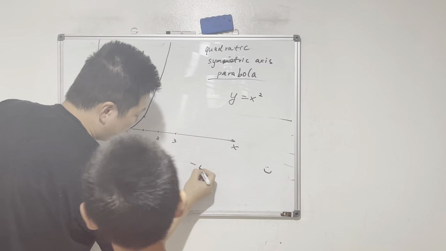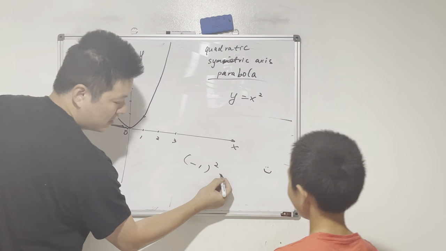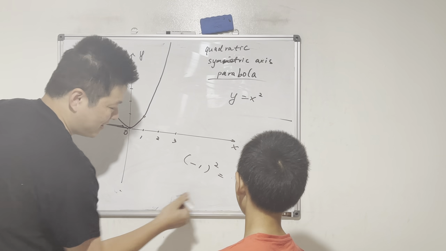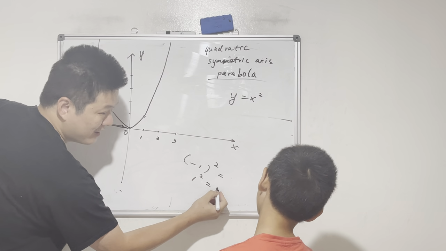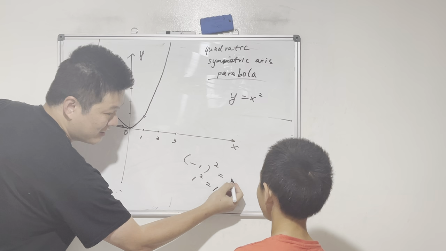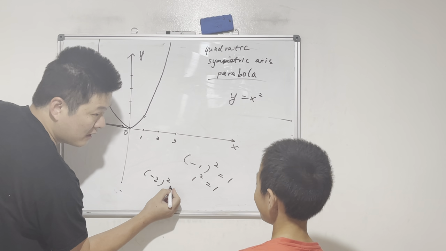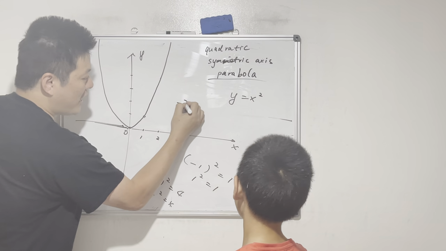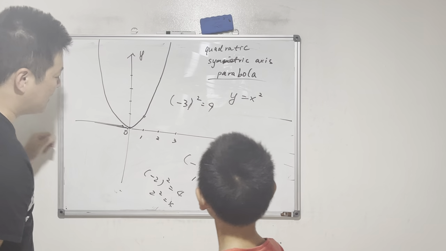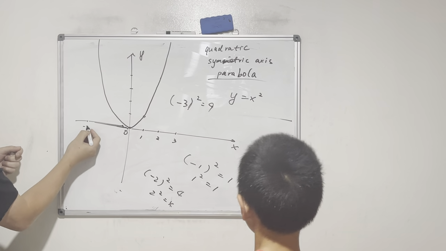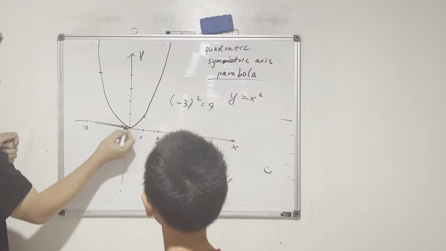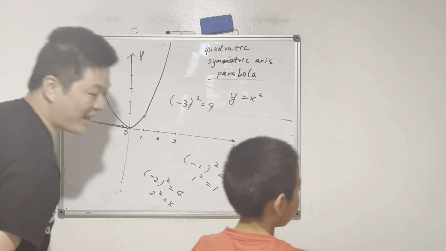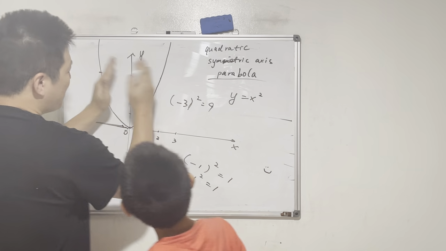Minus 1 squared equals what? A double negative makes a positive, so 1. Minus 2 squared is 4. Minus 3 squared is 9. You see? So what does it mean? If it's minus 3, it's also 9. When it's minus 2, it's also 4. So what does it mean? Symmetric axis. Got it? It can be folded along this.